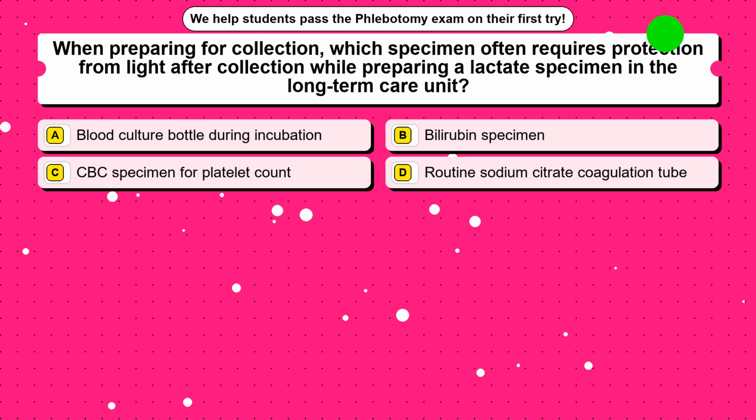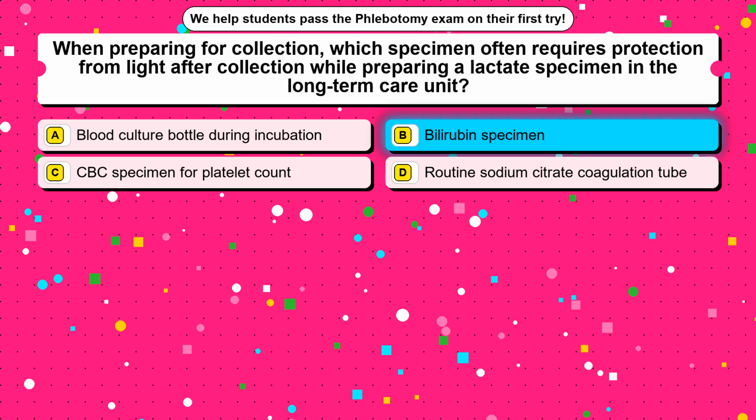Question 50. When preparing for collection, which specimen often requires protection from light after collection while preparing a lactate specimen in the long-term care unit? Option A. Blood culture bottle during incubation. Option B. Bilirubin specimen. Option C. CBC specimen for platelet count. Option D. Routine sodium citrate coagulation tube.